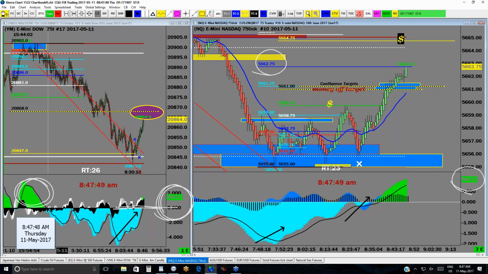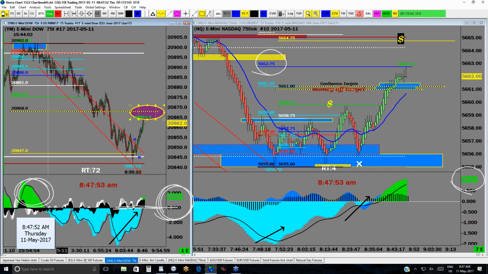Chart on the left is at 208.64. Target is 868.